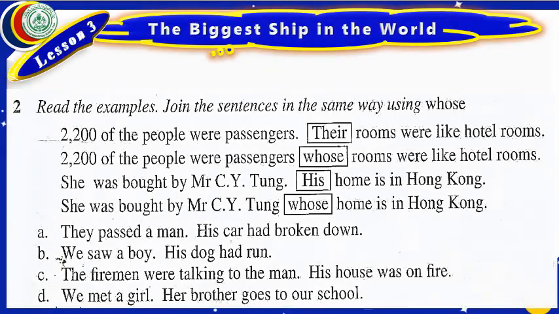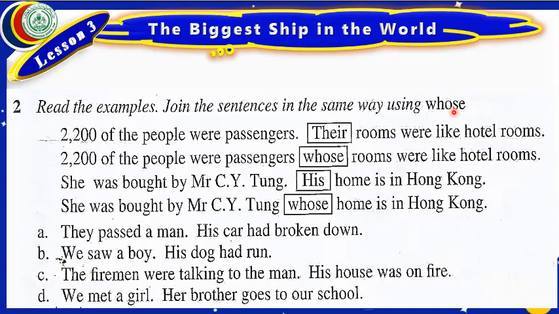We shall start our exercises in our Active English book now. Dear students, we have done first exercise. This is exercise 2. As usual, first of all, we shall read the instructions. In the instructions we are told, read the examples, join the sentences in the same way using whose. What is the word that we are going to use? We are going to use the word whose.